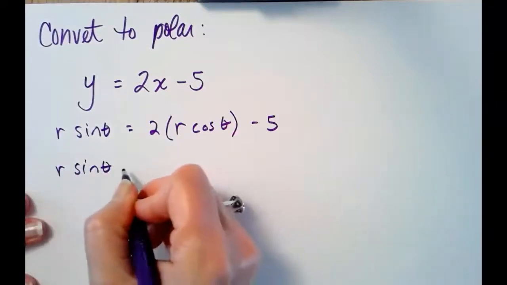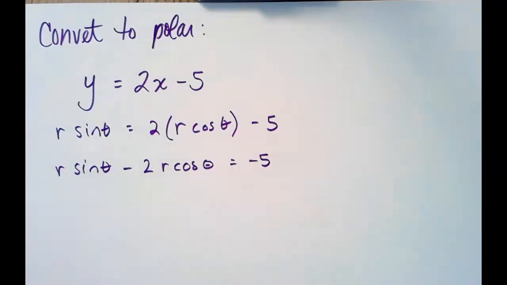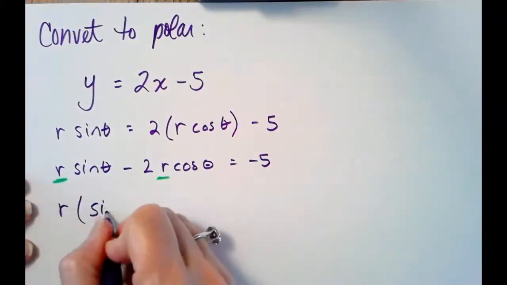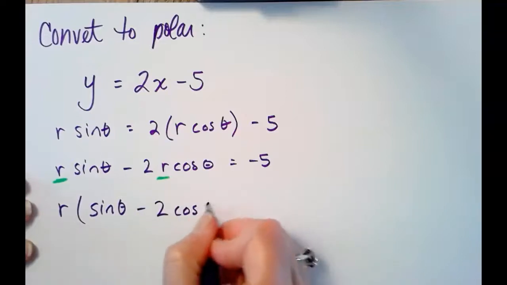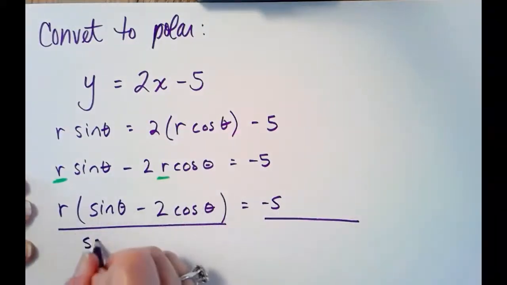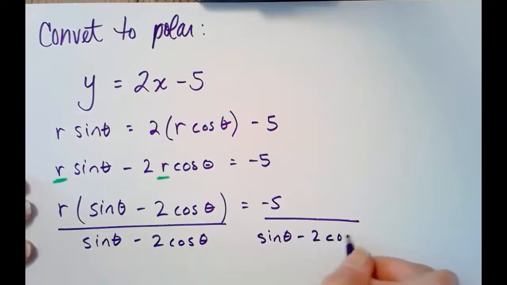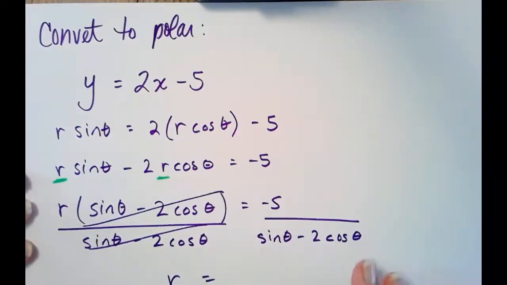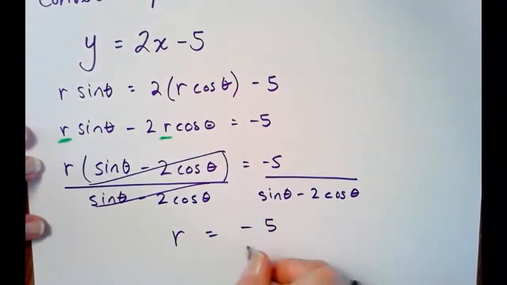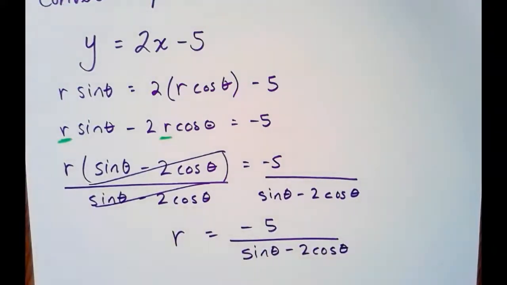So r sine theta minus 2r cosine theta equals -5. In this particular situation, r is the GCF, bring it to the front. R times sine theta minus 2 cosine theta equals -5. Divide both sides by this entire quantity, sine theta minus 2 cosine theta. Both sides. We can only cancel if we're able to factor. Our answer is r equals -5 over the difference of sine theta minus 2 cosine theta. R in terms of theta. That is your polar equation.